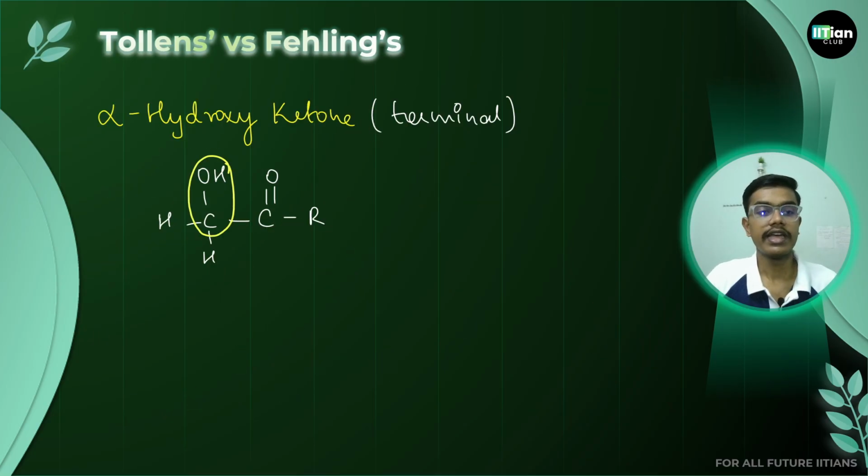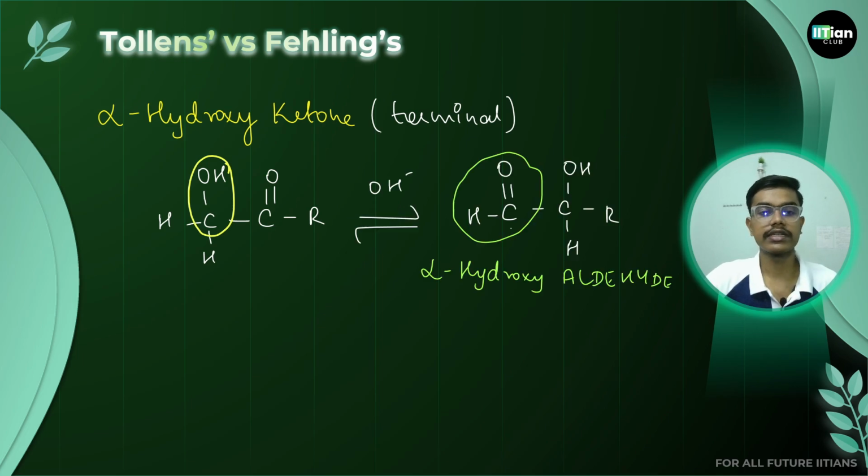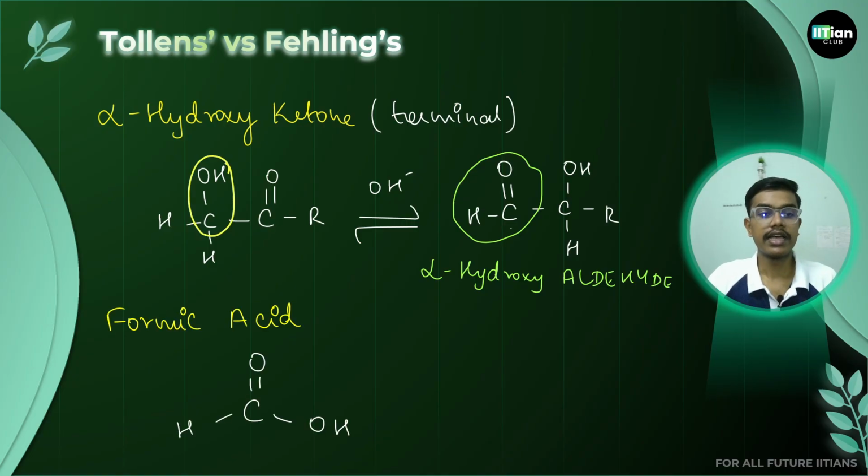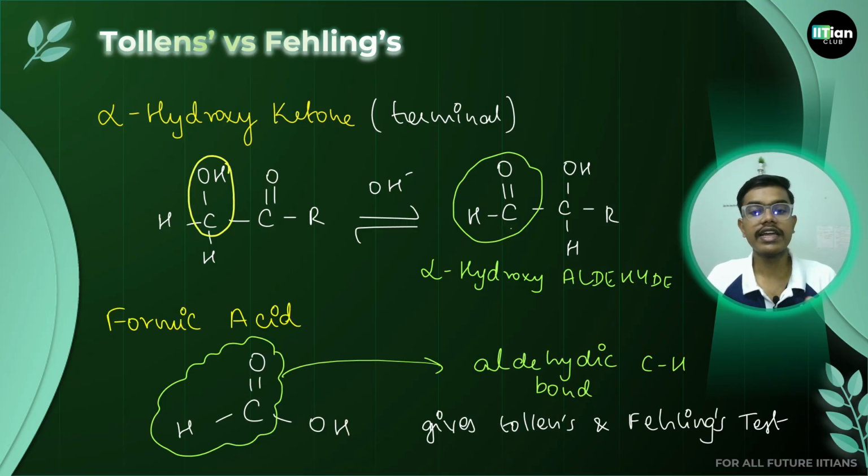Now we'll see why. In case of alpha hydroxy ketone, you have an alcoholic group over there which gets converted to an aldehyde. Alpha hydroxy aldehyde gets oxidized, and hence it will give the Tollens and Fehling's test. And in case of formic acid, you can see that the aldehydic CH bond is present, and so it gives Tollens and Fehling's test. I hope you got this concept.